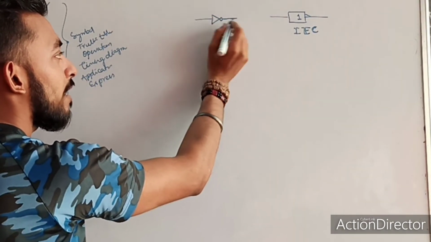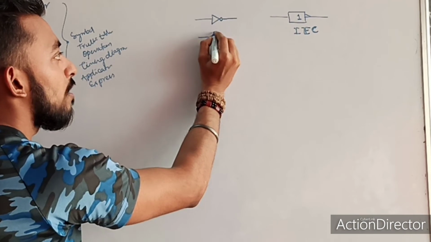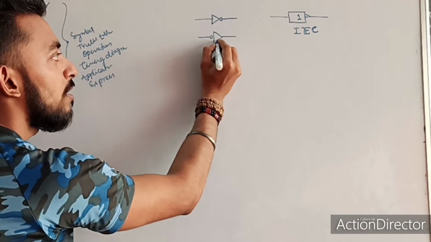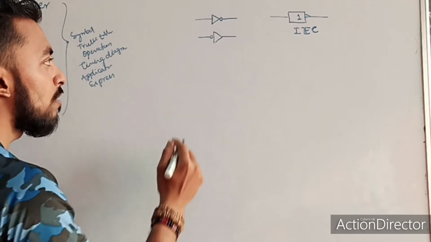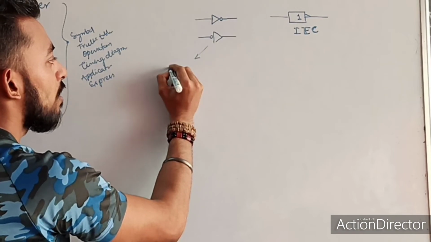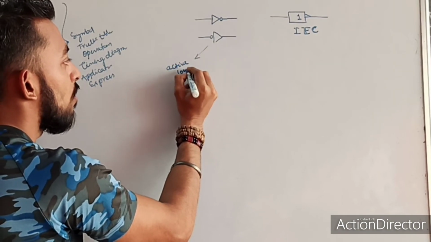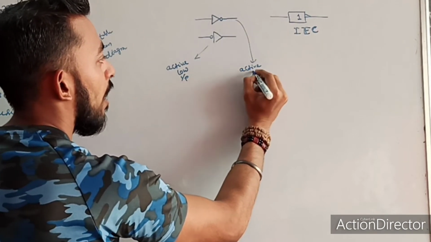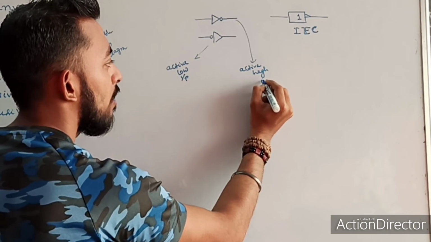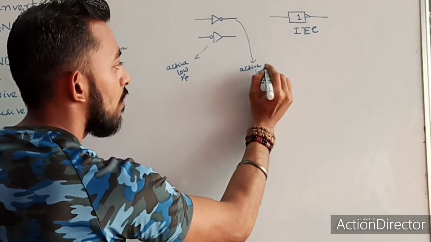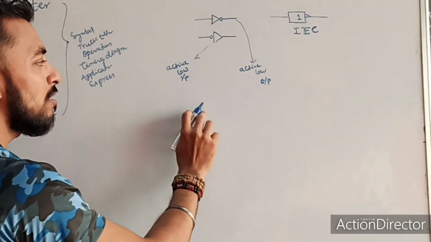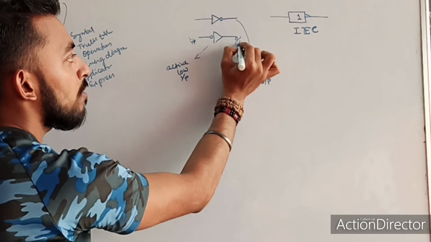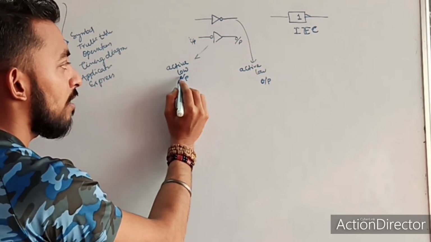Again, this triangle with a bubble can be represented in two ways. One is first triangle then bubble, and second one is first bubble then triangle. So what are the difference between these two? This is nothing but my active low input. This is nothing but my active low output. What does this two mean? This is my input side, this is my output side, and when this bubble is coming at the input side, I am telling it active low input.